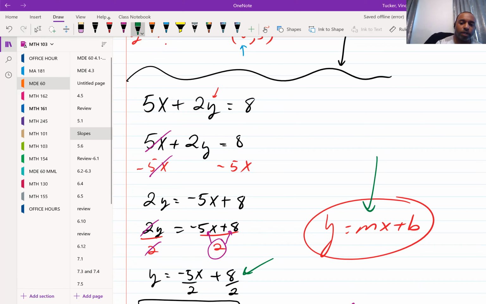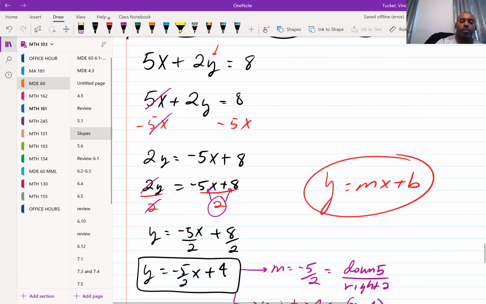Remember, our goal is to get our equation to this form, y equals mx plus b, because what's sitting in front of x will be our slope, and the other number is the y-intercept. So simplify. Y is equal to negative 5 over 2 x plus 4. I'll give you a chance to write that down, but let me know if you have any questions.